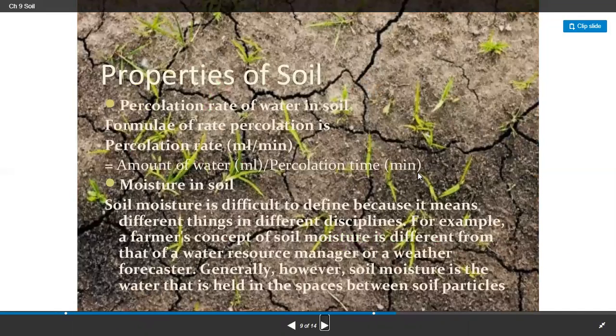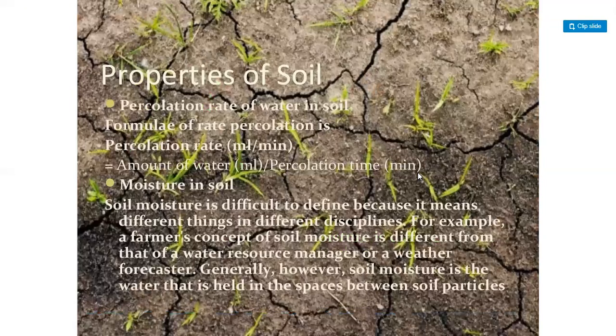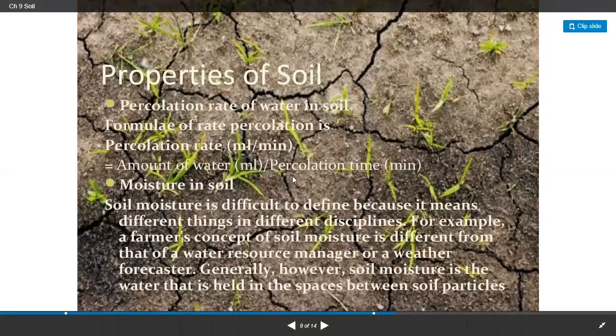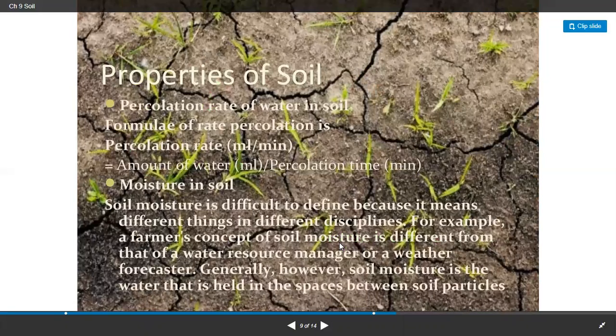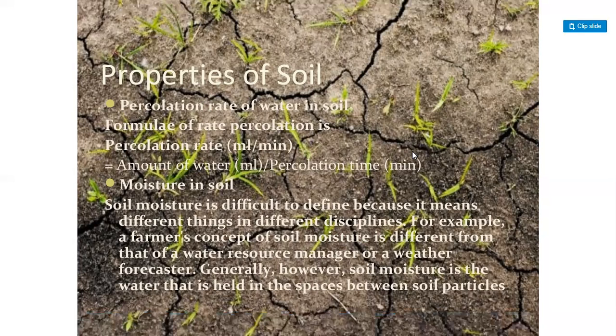So these are the properties of soil. First, the percolation rate of water in soil. We have already discussed that percolation rate is equal to the amount of water divided by the percolation time. We can add water to the soil and note down the time it takes to percolate that water. There is also moisture in the soil. Moisture in the soil you can find out by weighing the soil. So these are the two general properties of soil.